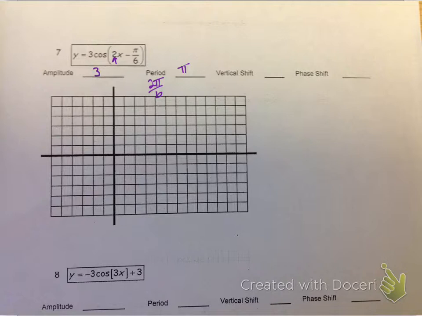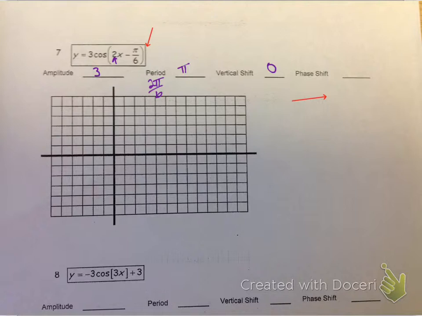How about vertical shift? Do you see one? Nah, Miss Womack, we don't see them. Right, it's right there. But what about the phase shift? Yeah, this has definitely got a phase shift. It's going to move to the right. And let's see how far it's moving to the right.